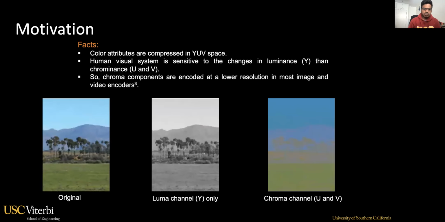The main motivation behind our work is that in image encoding, the chroma components are encoded at a much lower resolution compared to the luma components. This is because the luma channel contains much more sensitive information compared to the chroma channels. Because of this, most video encoders, including the most recent Versatile Video Coding, use chroma subsampling.